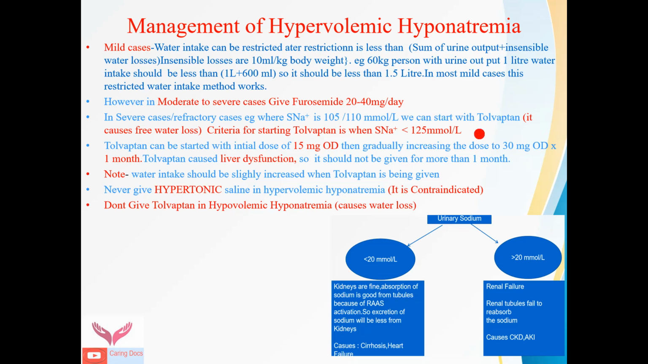Whenever we give tolvaptan to a patient with hypervolemic hyponatremia, as we know that it causes free water loss, we can slightly increase the intake of water in such patients. Also remember, never give hypertonic saline in patients with hypervolemic hyponatremia. And also don't give tolvaptan in hypovolemic hyponatremia, because it causes water loss, and hypovolemic hyponatremic patients are usually dehydrated or have low hydration status.